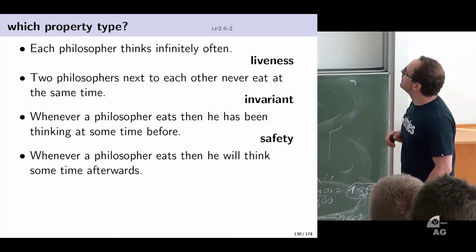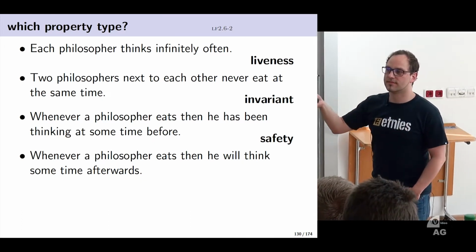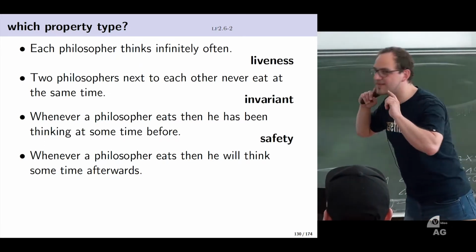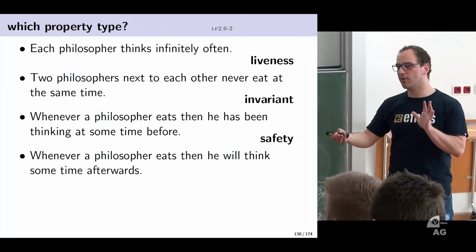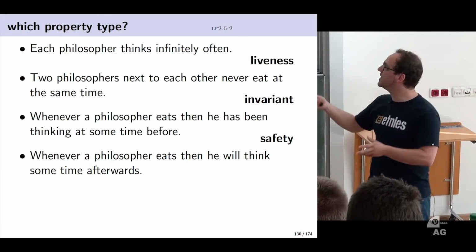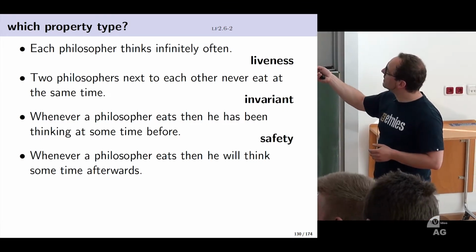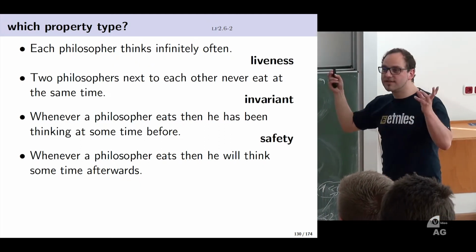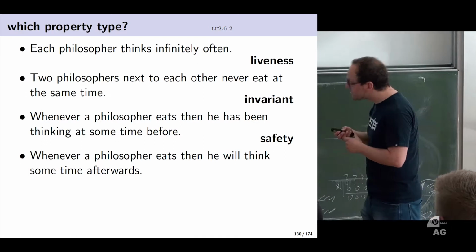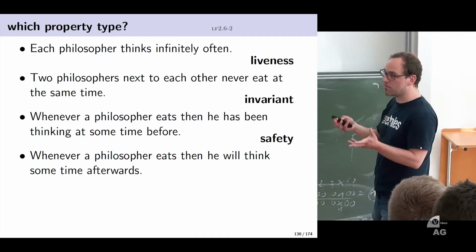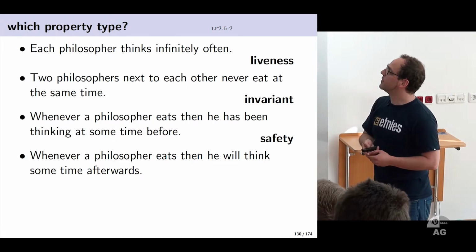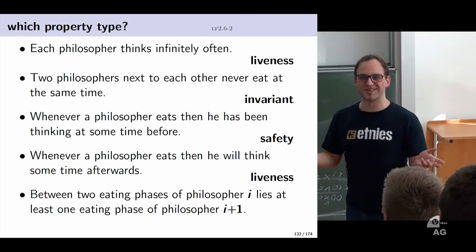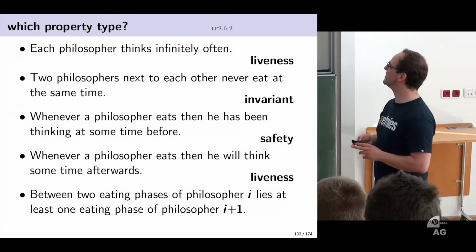Whenever a philosopher eats, then he will think sometime later. Yes, I heard some. It's liveness, right? Because no matter which finite prefix you give me, I can extend it by just extending it with some think after. If some of them have eaten before, I can extend it with some things so that we are back in our property. Yeah, sorry, with some think atomic proposition inclusions. That should be the way to phrase it.